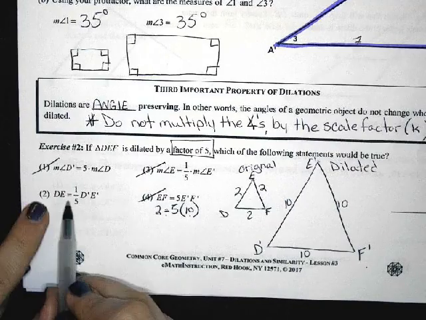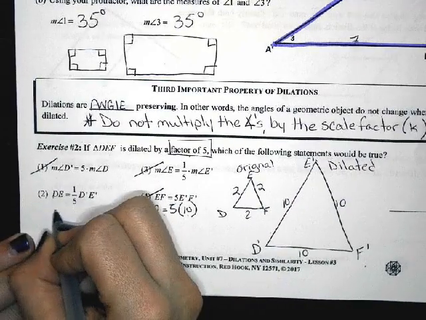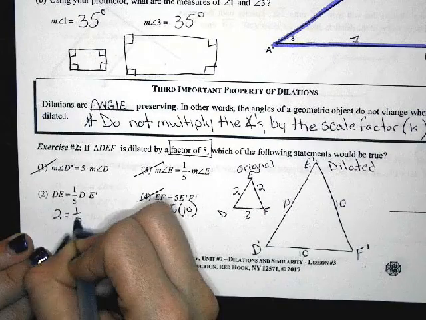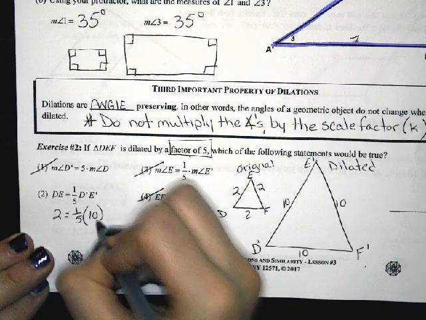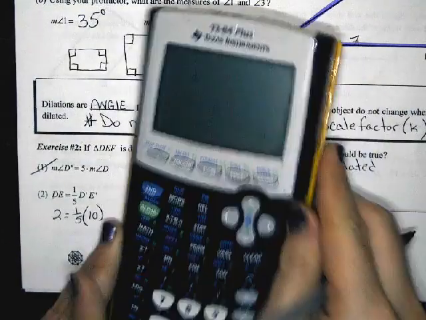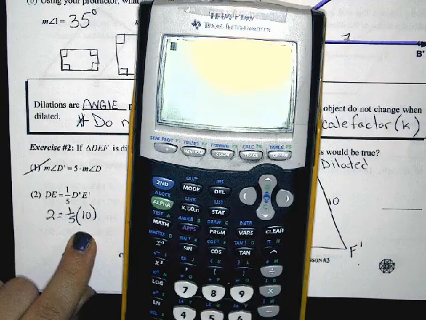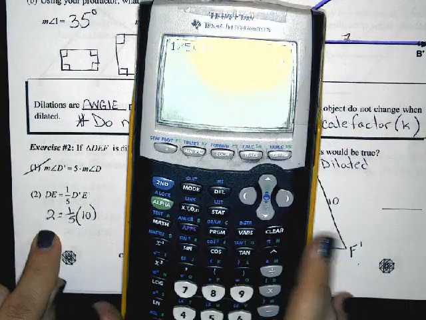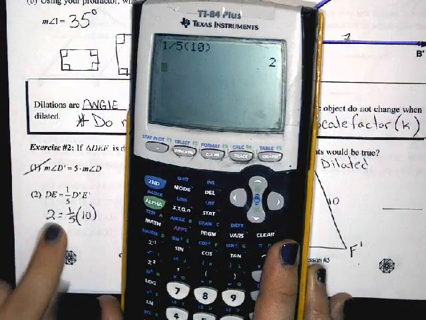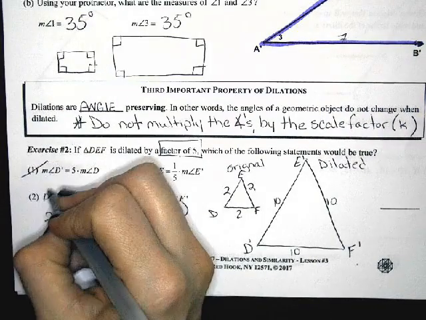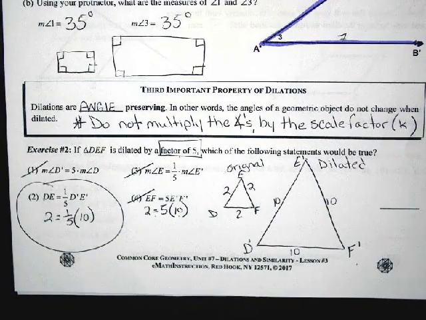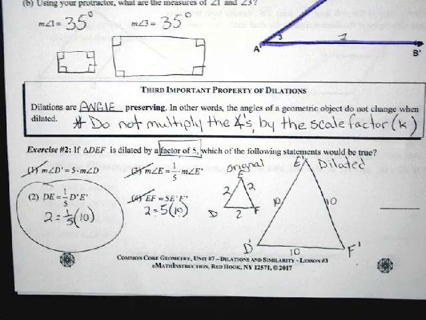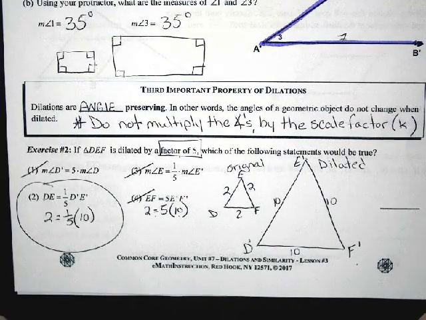But let's test that same theory over here. DE is 2, and let's look at D prime E prime. That's 10. If you do 1/5 times 10, yep, I get 2. So I know my correct answer is choice 2. Again, dilations only affect the side lengths. It does not affect the slope. It does not affect the angle. So it's angle preserving. Okay, moving to the back.